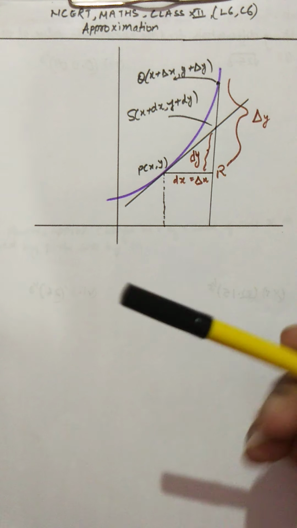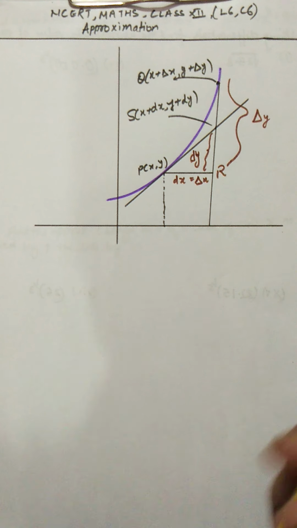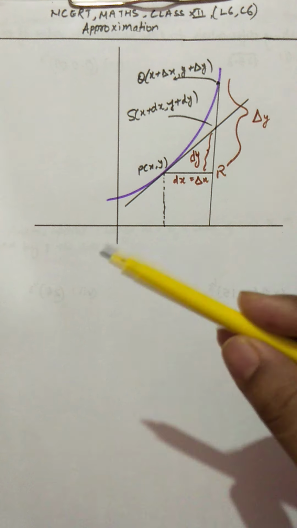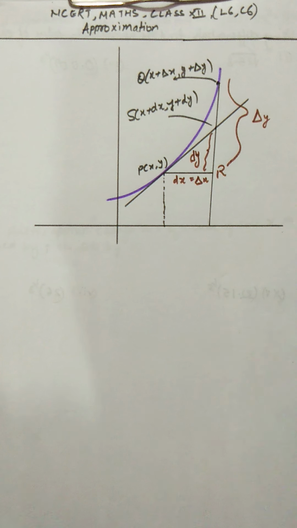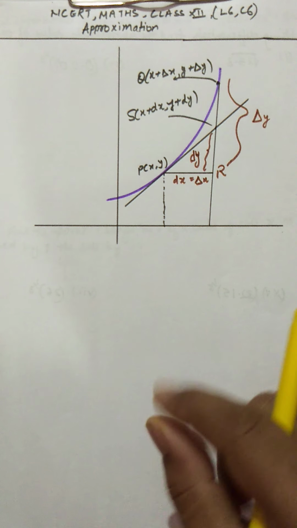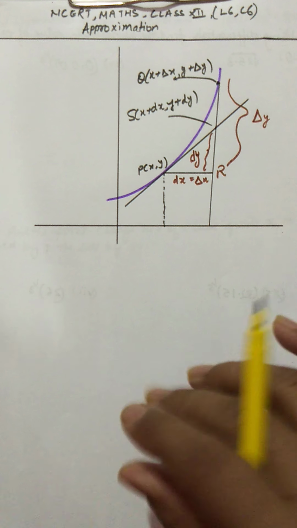Today we are going to learn about approximation, and this is something related to your derivative, differentiation. So we will understand it better with the help of a graph, so that we can analyze what is delta y, what is dx, what is dy, what is delta y.